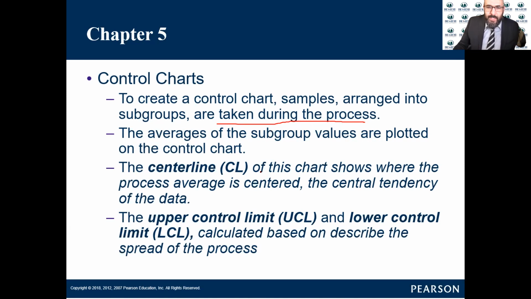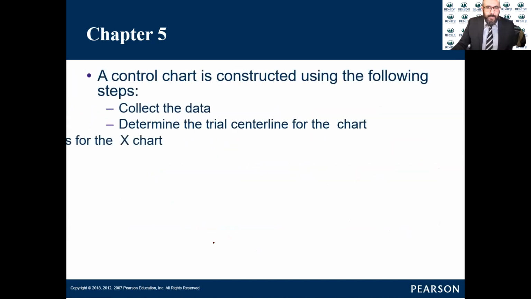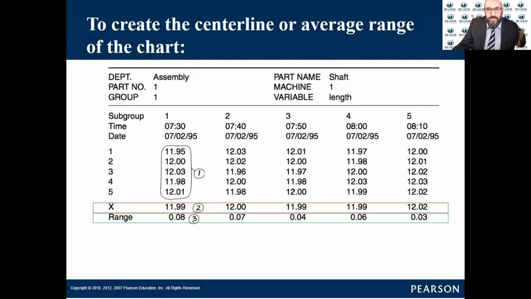The central line of this chart shows where the process average is centered, the central tendency of the data. The upper control limit and the lower control limit describe the spread of the data. We'll see how the data are spread. The steps are: collect the data, determine the trial central line, determine the control limits for the X chart, determine the limits for the R chart, then plot the data and examine the process, and after you interpret the chart, see whether the process is in control or out of control.